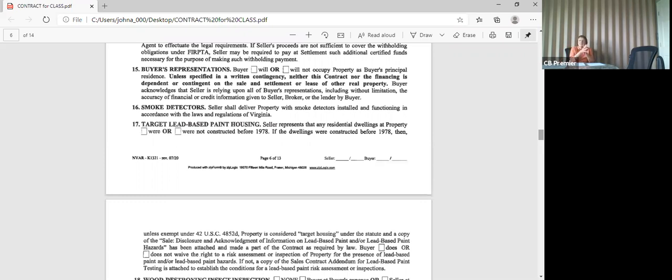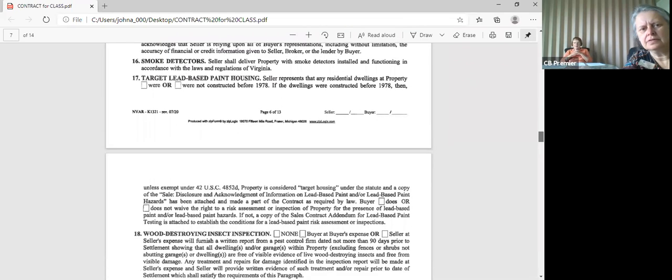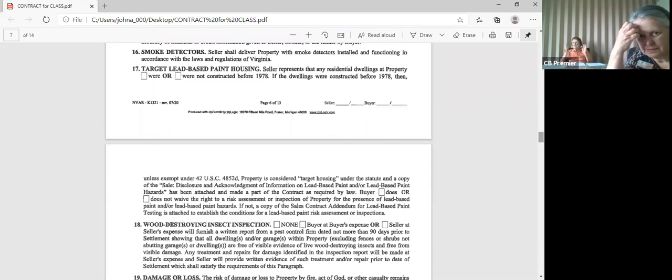The seller shall deliver the property with smoke detectors installed and functioning in accordance with the laws and regulations of Virginia. And you'll find that out on the home inspection too, if they're not working. Next, target or lead-based paint housing. This is a house we learned as a licensee built before 1978. Then it comes into play about the lead-based paint. So if you're working as a buyer's agent and the house was built in 1972, then as you write the offer, you want to make sure you can look up in the document file in your MLS and see if the lead-based paint is there, so that you can see what the seller disclosed.